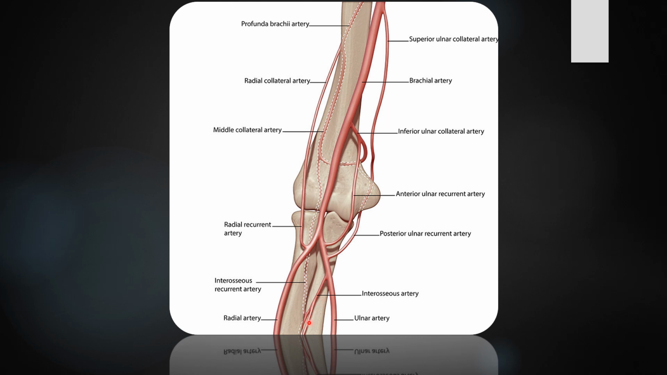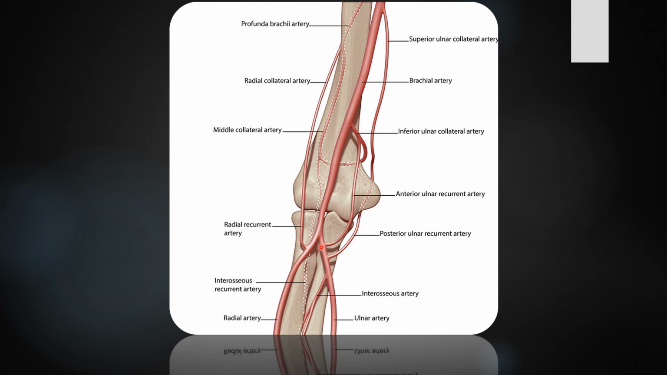Okay, so from the posterior, this is anterior, that one is anterior interosseous artery and this one is posterior interosseous artery. From the posterior interosseous artery, the interosseous recurrent artery arises that will get anastomosed with the middle collateral artery. So that is seen in elbow anastomosis.